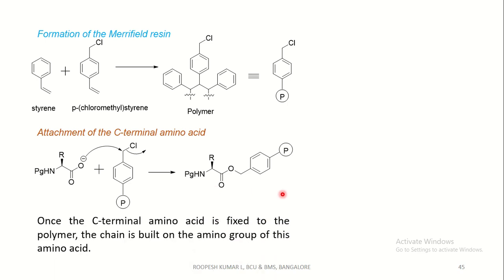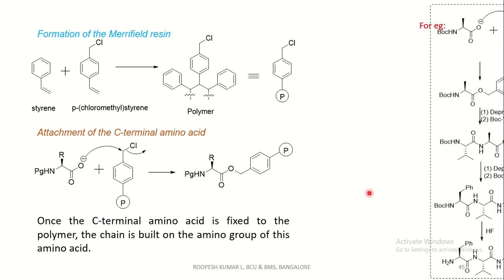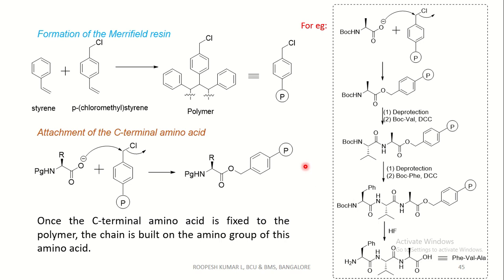Once the C-terminal amino acid is fixed to the polymer, the chain is built on the amino group of this amino acid. That is, now you can increase the peptide chain. Let's see an example. This is Boc alanine. On treatment with a mild base, you get a carboxylate ion. This attacks the Merrifield resin. With the elimination of chloride ion, we get Boc alanine with the Merrifield resin attached to it.